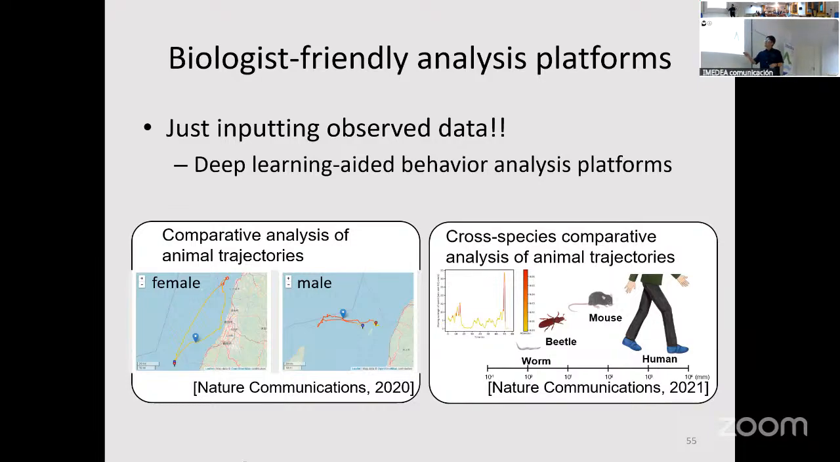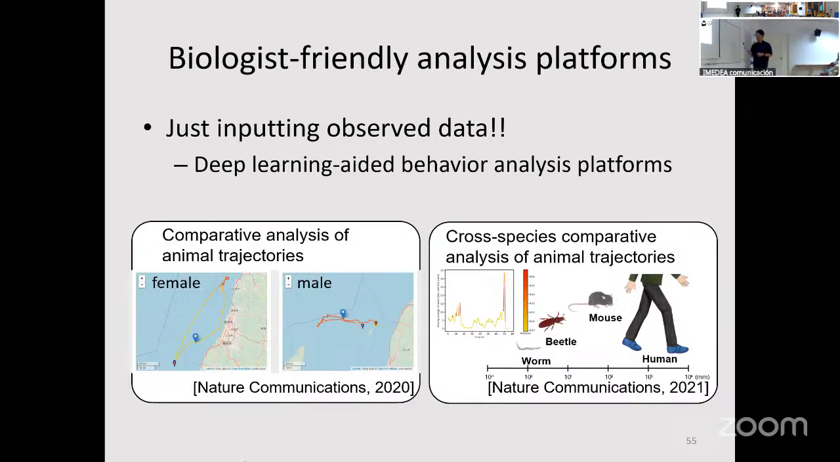This is implemented for comparative analysis of animal behavior trajectories, for example, comparative analysis between female and male seabirds. Just by inputting big data of female and male seabirds, this platform automatically identifies characteristic behavior in female or male seabirds and highlights it in red. It helps in understanding big data of animals.